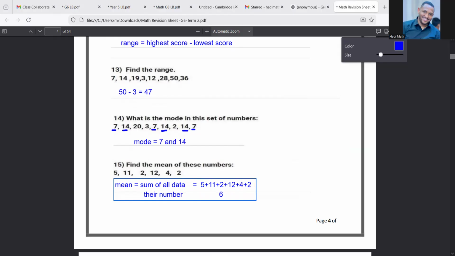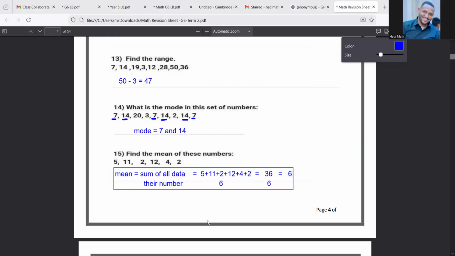Go and add 5 plus 11 is equal to 16, plus 2 is 18, 18 plus 12 is equal to 30, 30 plus 4 is equal to 34, plus 2 equal to 36. I add fast, but you take your time to add them. Make sure you add them correctly. Divide by 6, and the answer is equal to 6. Please don't rush. Take your time to make sure you're adding very correctly.